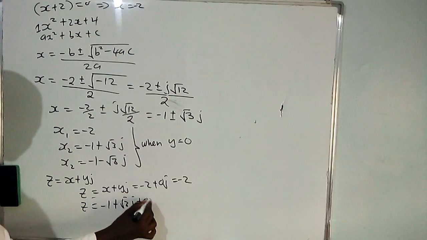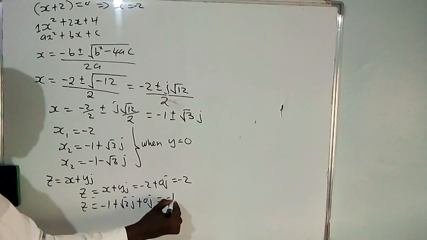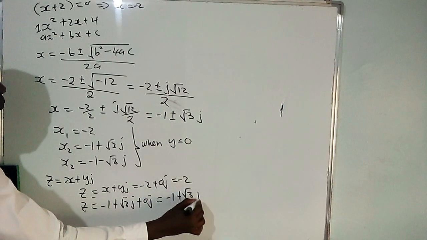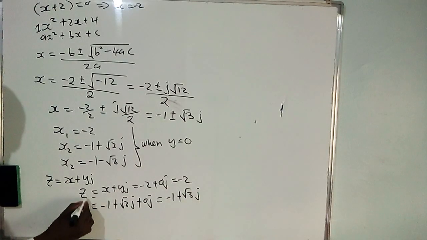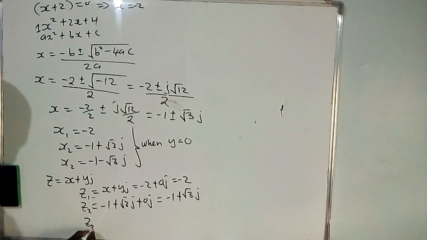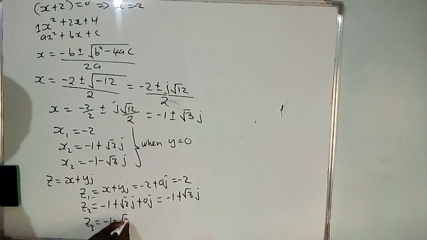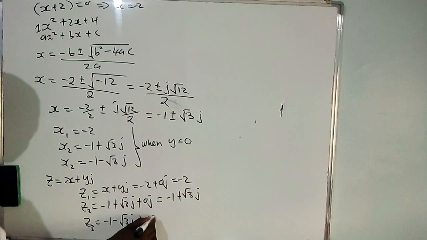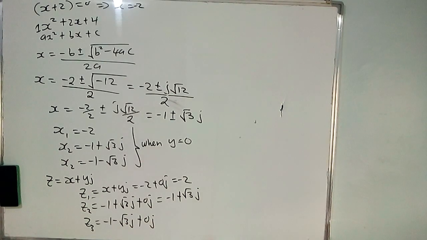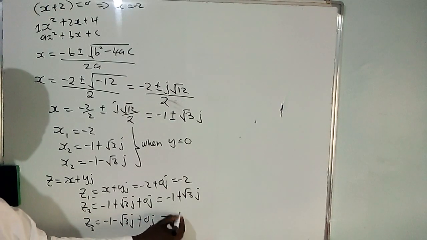So what do you get for z? Negative 1 plus root 3j. Are we together? Yes. Move to the next value of z. This is z1, z2. Move to z3. x plus yj. Our x we found to be negative 1 minus root 3j. Then plus yj is 0j, because y is 0, isn't it? If you simplify this, you get negative 1 minus root 3j.